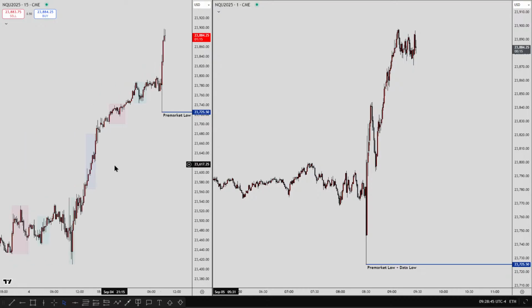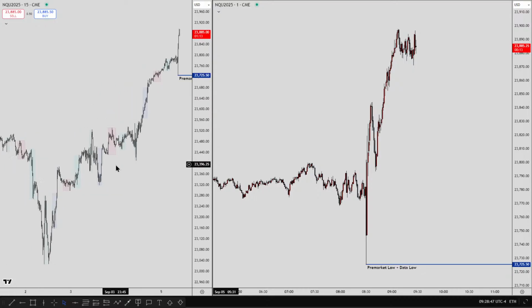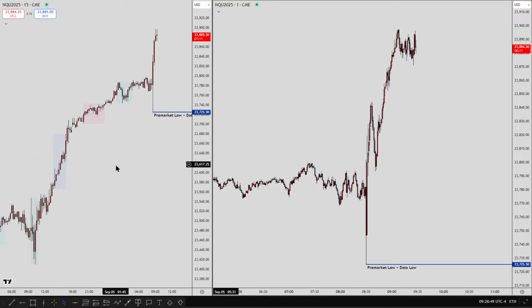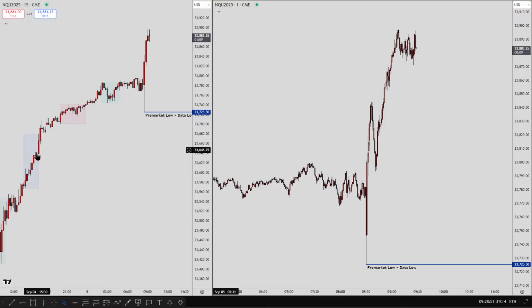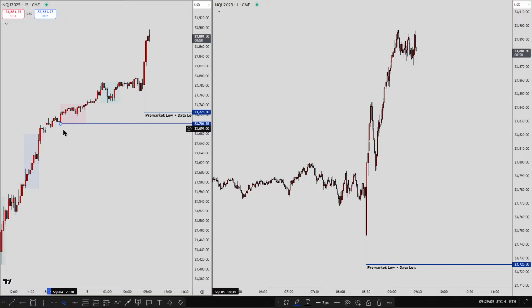Okay. Realistically, I don't see it dropping all the way down here to like 650 and then trading up again. So once it takes out this pre-market low, the max I would like to see it go is Asia.